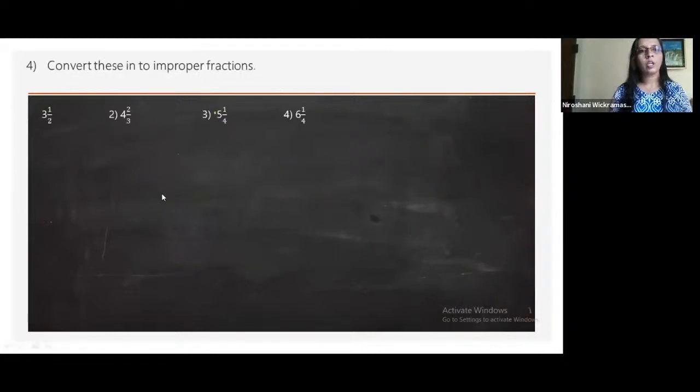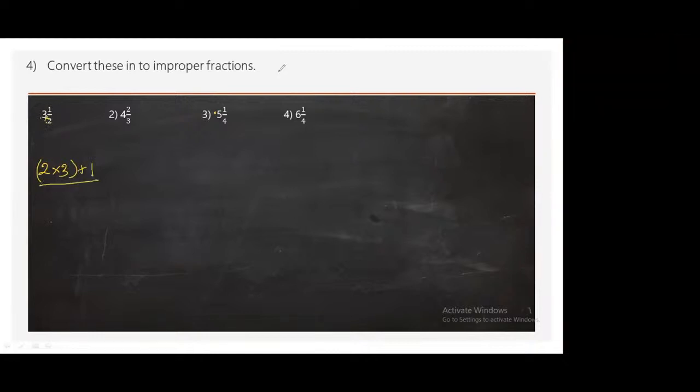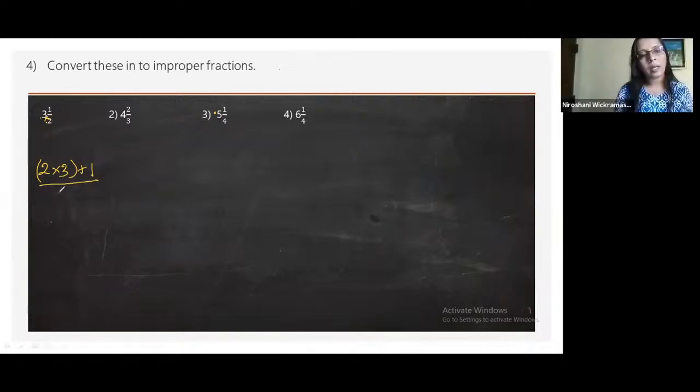Fourth one. Convert these into improper fractions. It means now it is given as a mixed fraction. So when we are converting, 2 times 3 is 6, plus 1 is 7. We can write like this. Later you can do it mentally, right? Now you can write like this while you are doing it. Then write the denominator. 2 times 3 is 6, 6 plus 1, 7/2. This one, 3 times 4 plus 2. 3 times 4, 12 plus 2, 14/3.